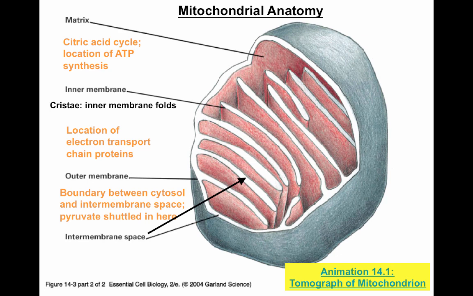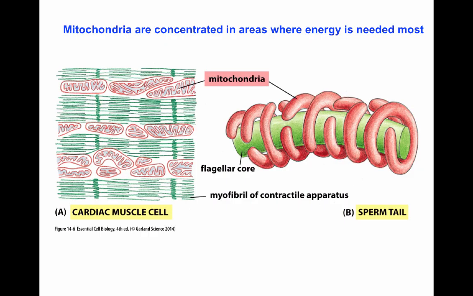Now, the intermembrane space is the boundary between the cytosol and the outer membrane. That is where pyruvate is going to be shuffled into the cell. And at the end, in the intermembrane space, is where you're going to have a high concentration of protons that are going to drive ATP synthesis, and we're going to take a look at that more closely in a moment.